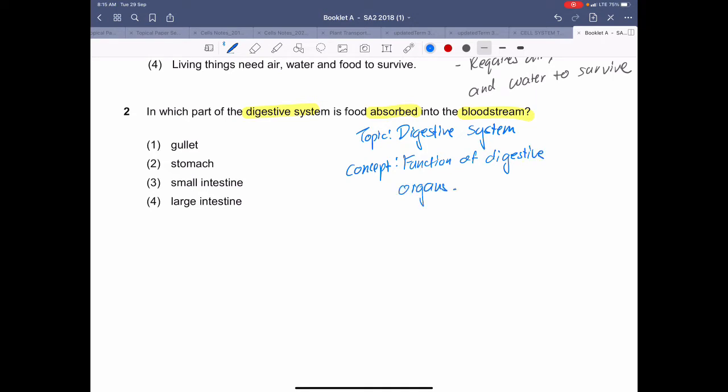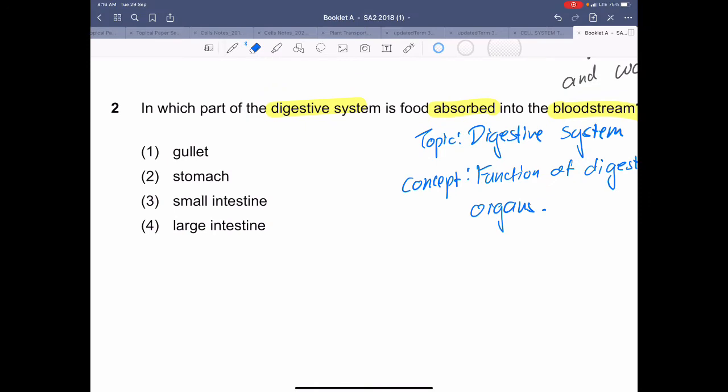So straight away, when I identify the concept, what must come to my mind? Mr. Chang says you must memorize what are the functions of the different parts of your organs. And there is no other way around it. You cannot run, don't have. So I need to recall. Mr. Chang says must memorize. Okay, come. Let's see what are the options given.